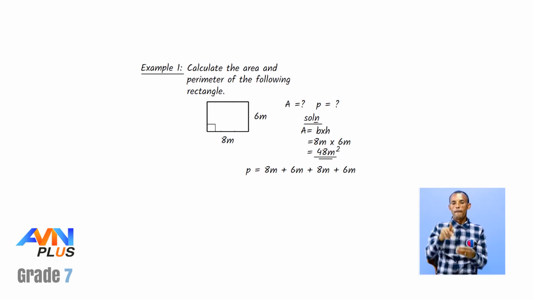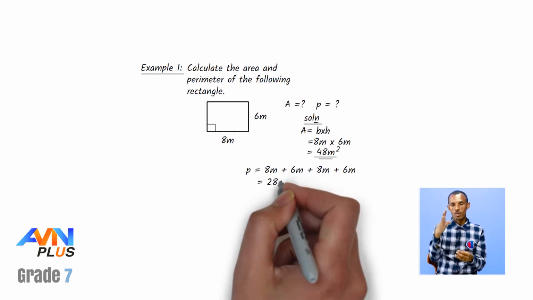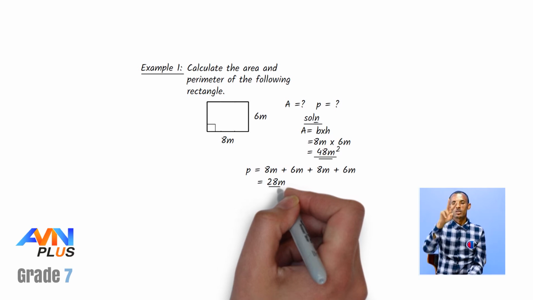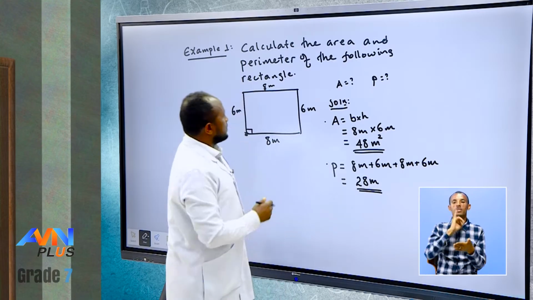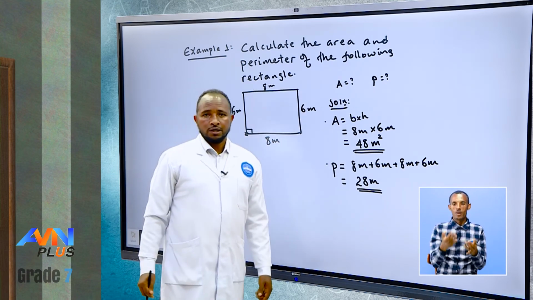So the final answer will be 8 plus 6 is 14. Again this one is 14. 14 plus 14 is 28 meters. So this is the perimeter of this rectangle. Now let's go on to the second example.